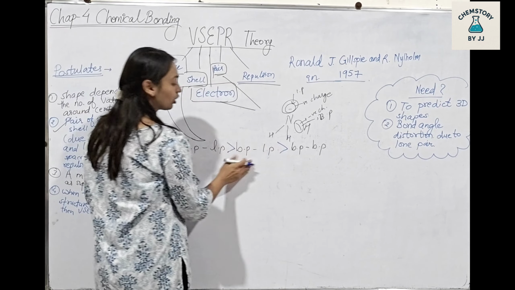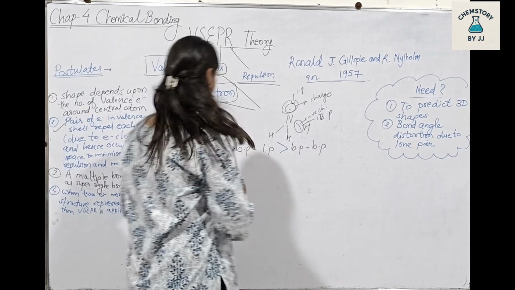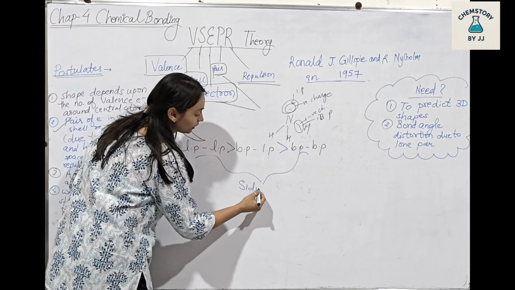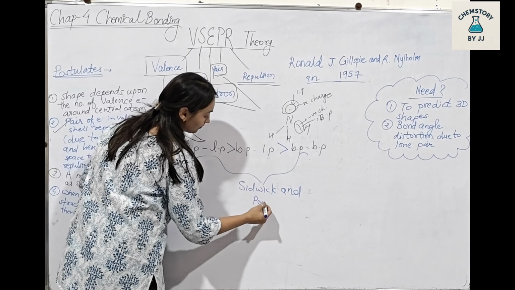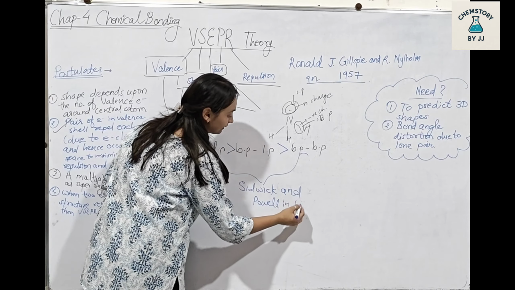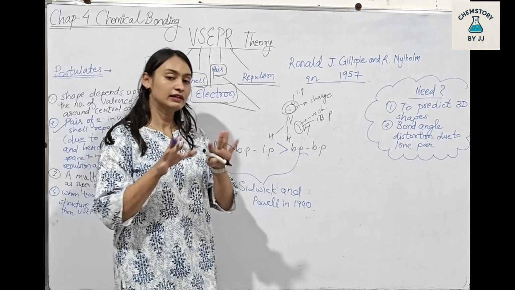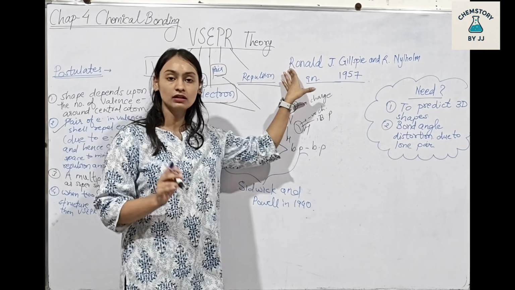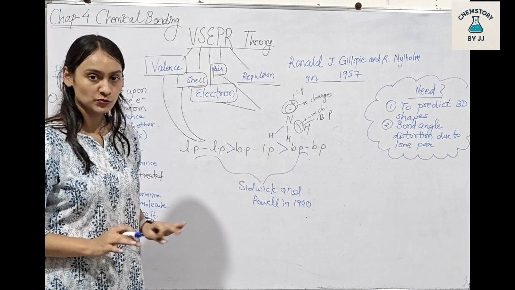This relation was given by Sidgwick and Powell. Okay, this was the early idea given for the VSEPR group, right? They took the idea and then developed the theory after that. That was it. Okay, so we have understood this.